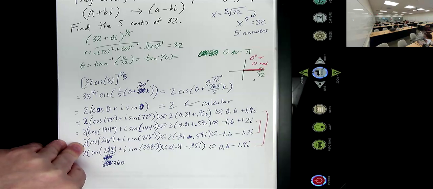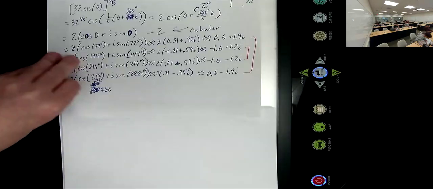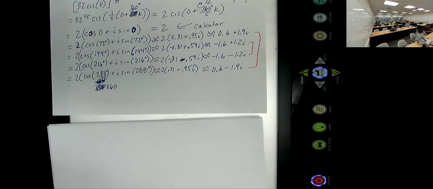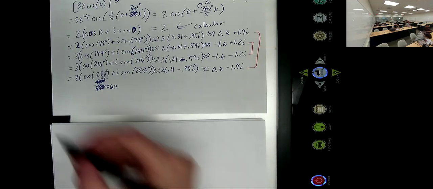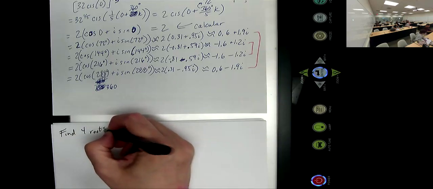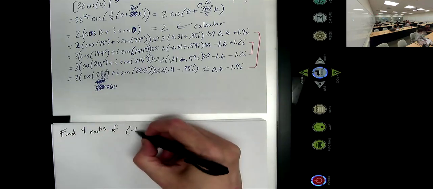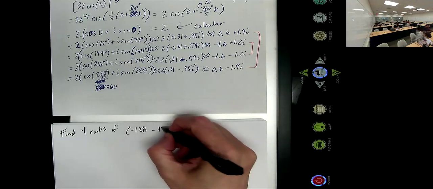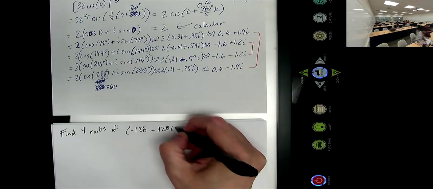Alright, let's kick it up a notch. I gave you something that didn't have an i in it either time. So let's go with find the 4 roots. Negative 128 minus 128i root 3.